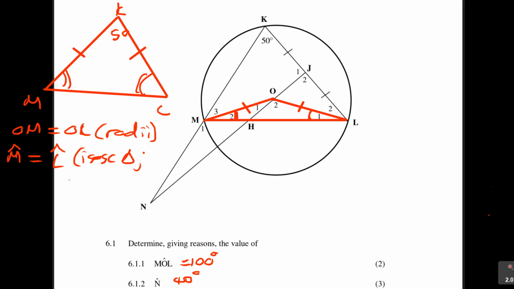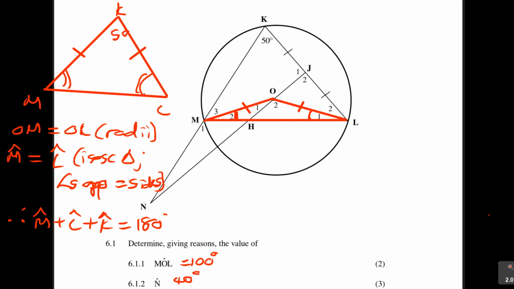it's angles opposite equal sides. So it's angles opposite equal sides. Or say isosceles triangle to be understood. Then you can say therefore. You can now say here angle M plus angle L plus angle K is equal to 180 degrees.